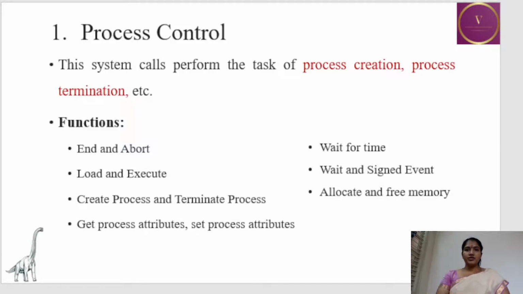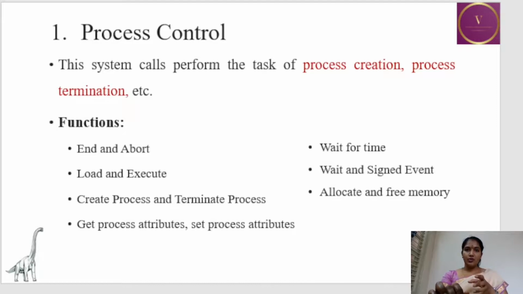So first type of system call, process control. This type of system call performs the task of process creation, process termination, etc. The running program has to complete either normally or abnormally. The normal completion of the program is called end, and abnormal termination is the abort. So this is the first function of process control, and load and execute the program. Then create process and terminate process, get process attribute and set process attribute, wait for the program, that is, wait until the child process completes, and then the parent process can proceed, for example. Those are the system calls under process control.